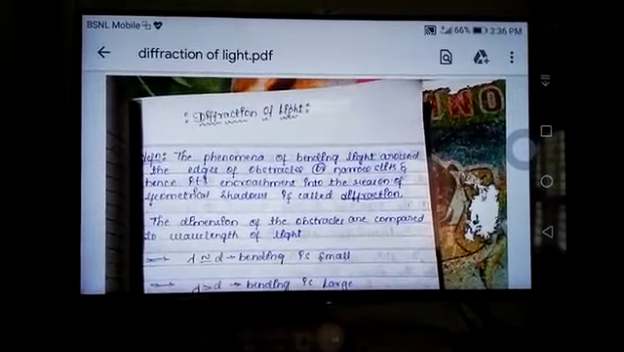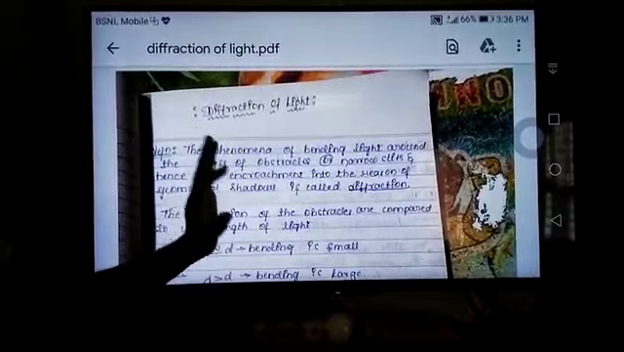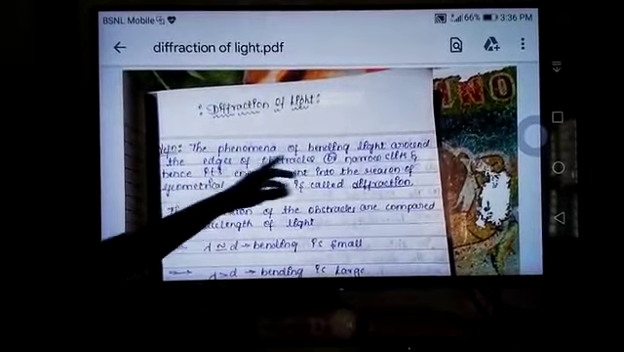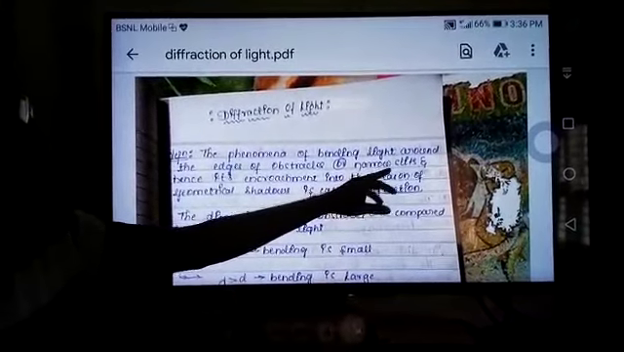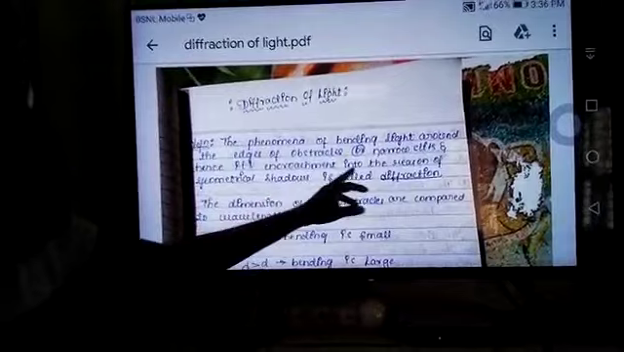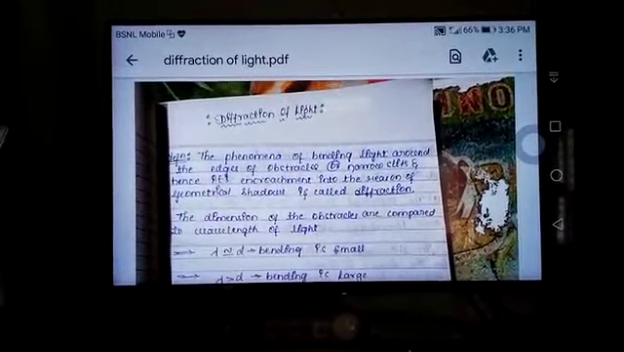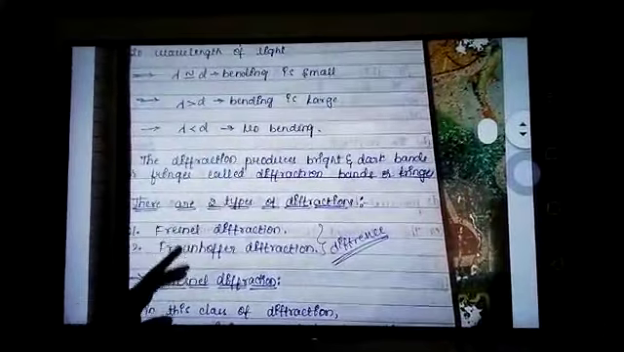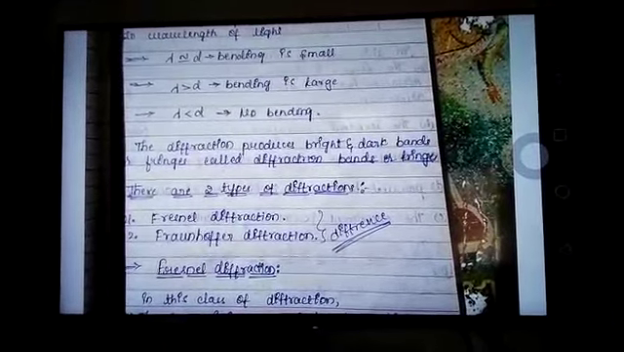In the last class, I told you about diffraction of light. What is diffraction? The phenomenon of bending of light around the edges of an obstacle or narrow slits, and hence its encroachment into the region of geometrical shadow, is called the diffraction of light. Types of diffraction: Fresnel diffraction and Fraunhofer diffraction.